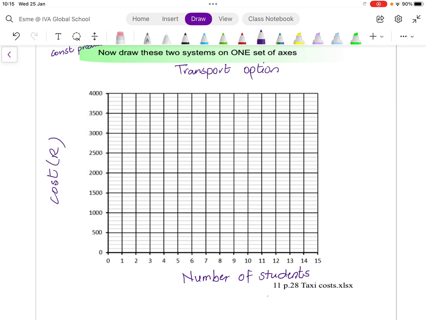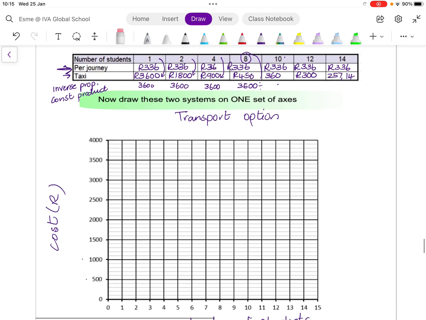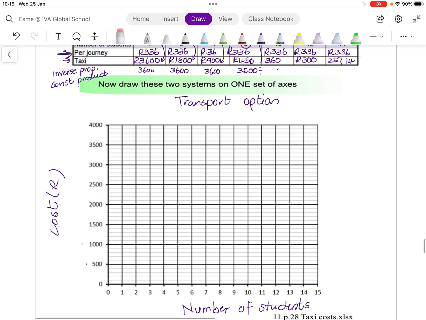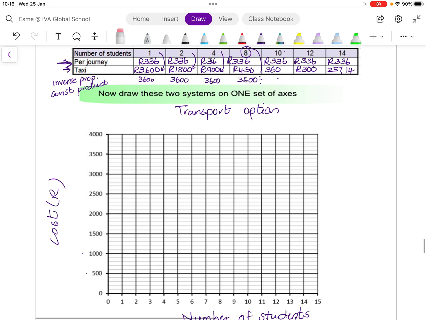Okay, I have to put in rands because I haven't got rands next to each of these. Right, and if we have a look, remember how to get your intervals. I counted 1, 2, 3, 4, 5, 6, 7, 8. So there are 8 intervals, and my highest fee was 3,600. So I divide 3,600 by 8, and it worked better to go in 500 Rand intervals.